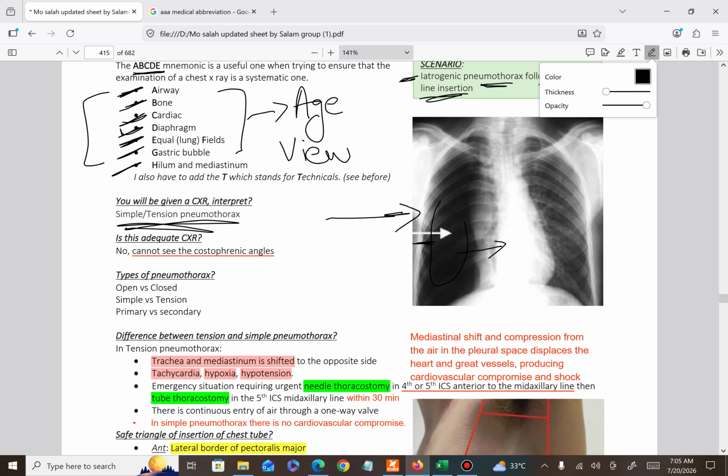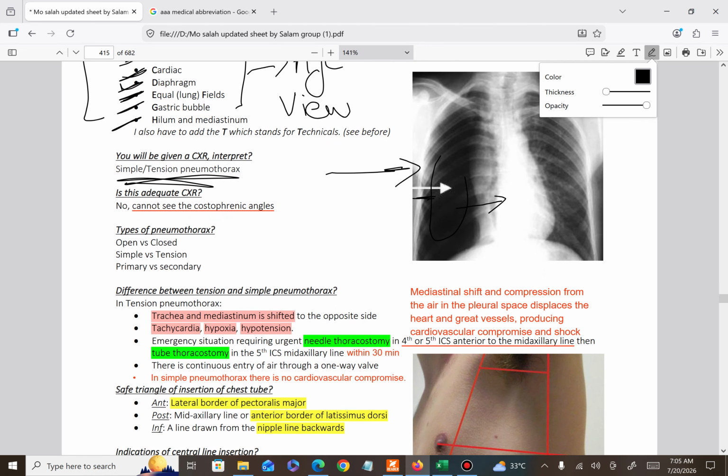So we have to check the adequacy of the chest X-ray. Okay, types of pneumothorax. It can be open versus closed, simple versus tension, and primary versus secondary.